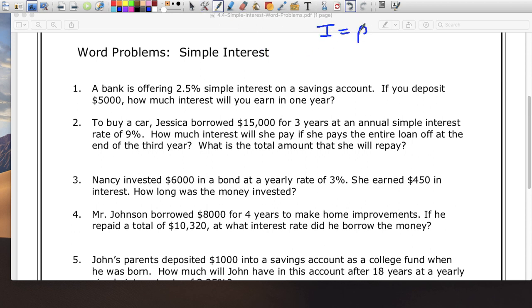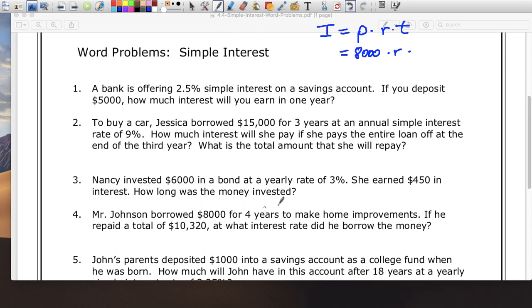Again, I equals P times R times T. Mr. Johnson borrowed $8,000 for 4 years to make home improvements. If he repaid a total of $10,320, at what interest rate did he borrow the money? Okay, so this one's a little bit tricky. So he borrowed $8,000, so that's my initial principal. I'm going to substitute what I can. The interest rate, we don't know, so we're going to leave it as R.